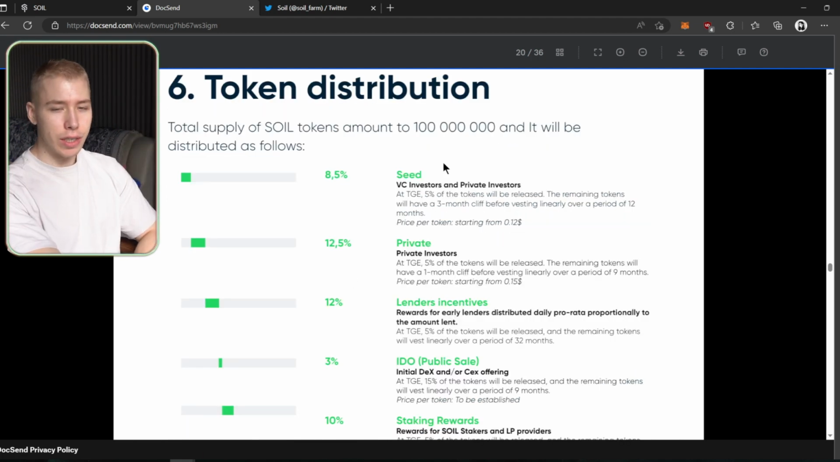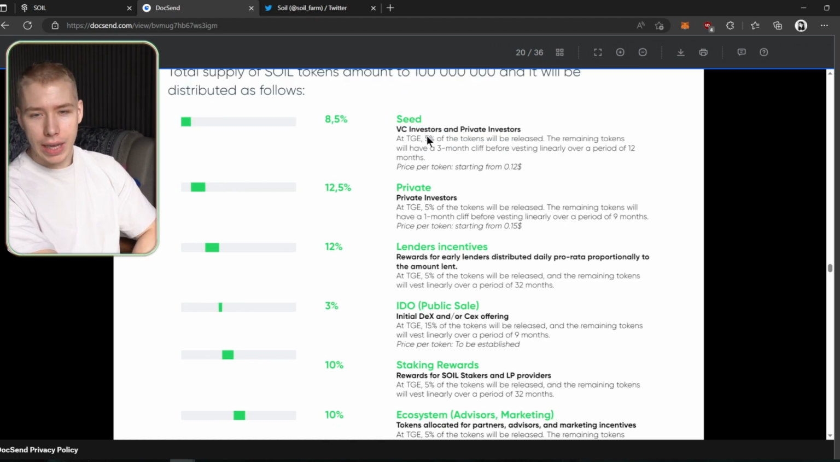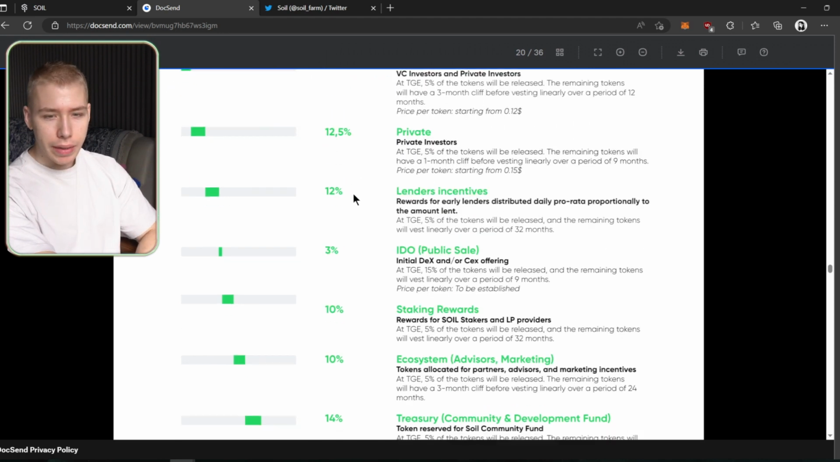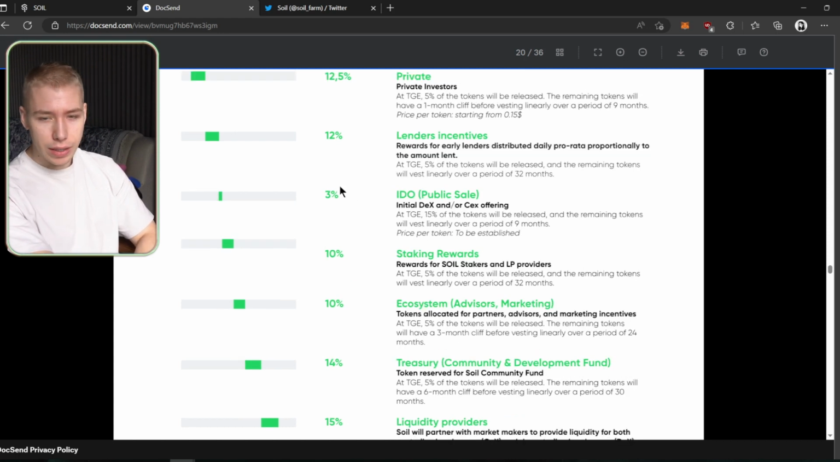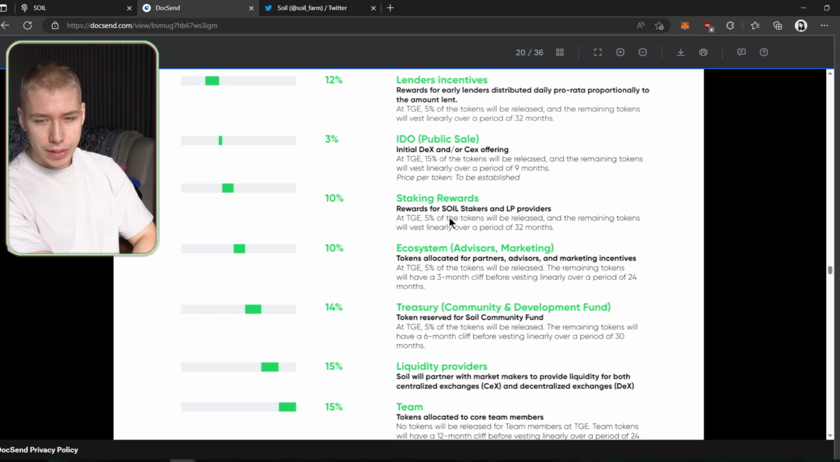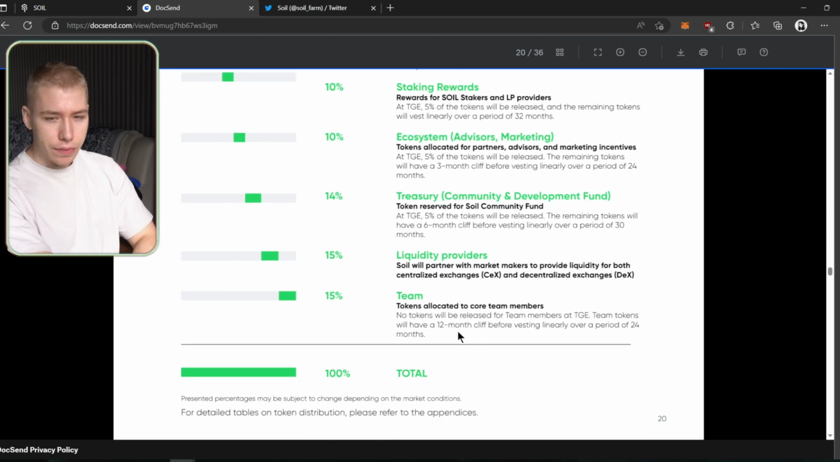Here's how the tokens are going to be distributed. We will have 100 million in total, 8.5% for venture capital investors and 12.5% for private investors, which means 20% that's gone. 12% for us as lenders. They will have a public sale for 3% of the supply, 10% in staking rewards, 10% for the ecosystem, 15% for the team, liquidity providers, and for the treasury.